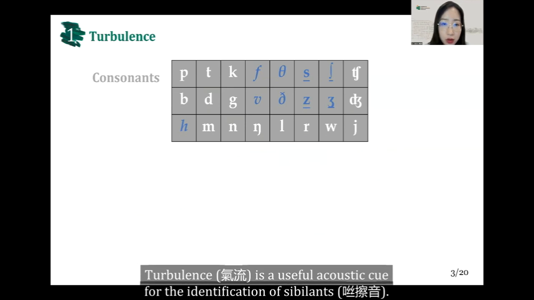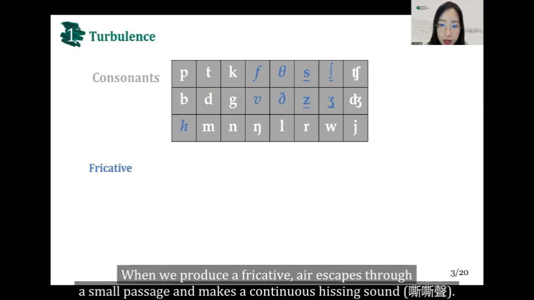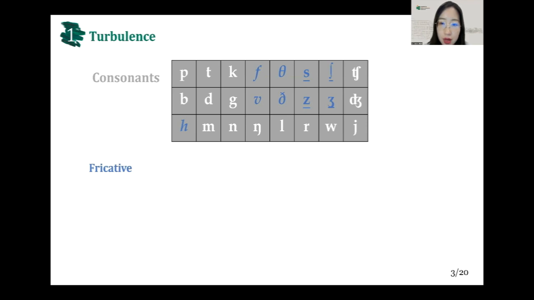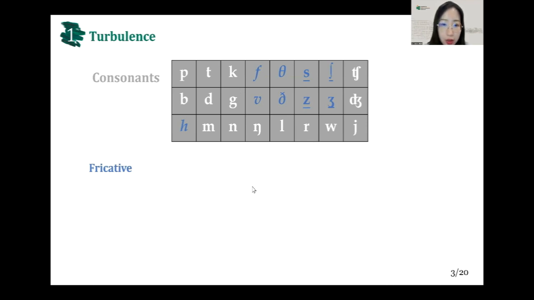Turbulence is a useful acoustic cue for the identification of sibilants. We introduced fricatives in the previous session. When we produce a fricative, air escapes through a small passage and makes a continuous hissing sound. The fricatives in English are marked in blue in this table.